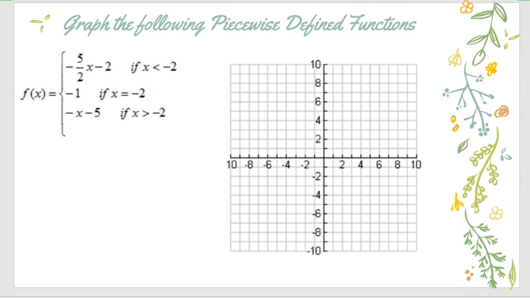Right, let's look at another example. So again, we have three linear equations. We have this function defined when x is less than -2, when x is -2, and when x is greater than -2. So we're going to do a table of values again.